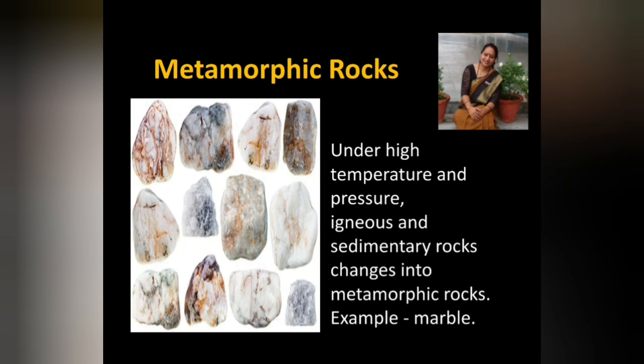The next type of rock is metamorphic rock. Igneous rock and sedimentary rocks change into metamorphic rock under high temperature and pressure. For example, clay changes into slate, and limestone, when it undergoes high temperature and pressure, changes into marble.